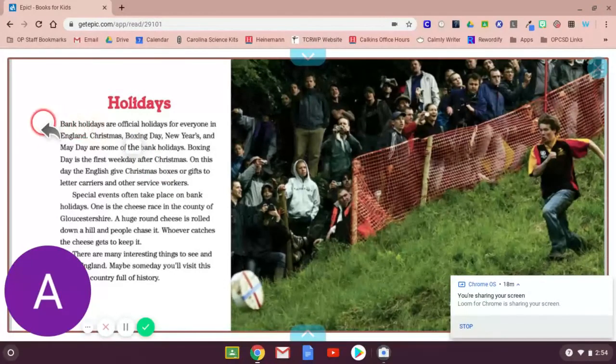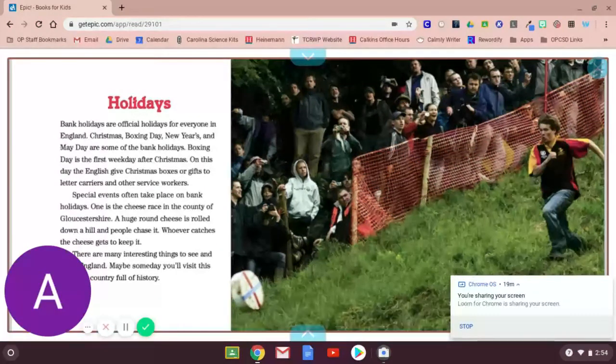So holidays. Bank holidays are official holidays for everyone in England. Christmas, Boxing Day, New Year's, and May Day are some of the bank holidays. Boxing Day is the first weekday after Christmas. On this day, the English give Christmas boxes or gifts to letter carriers and other service workers. So mailmen or women are also considered service jobs. Special events often take place on bank holidays.